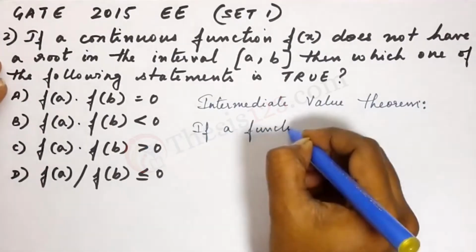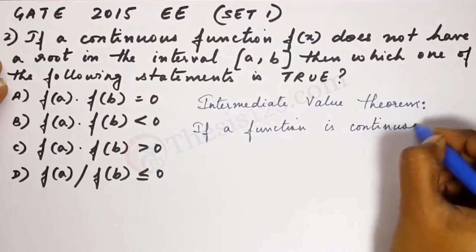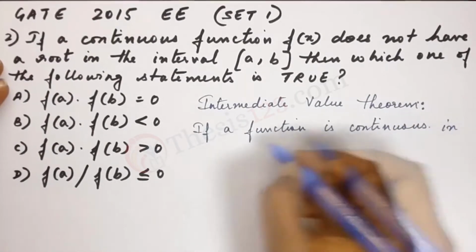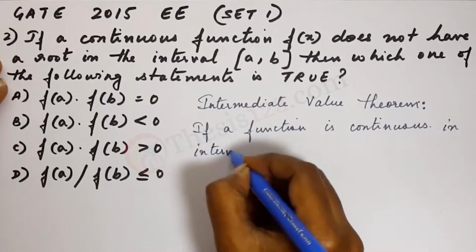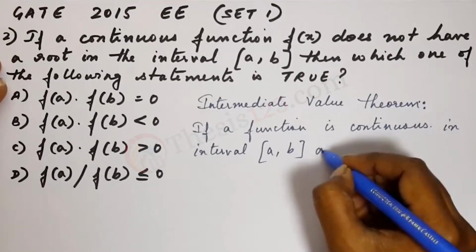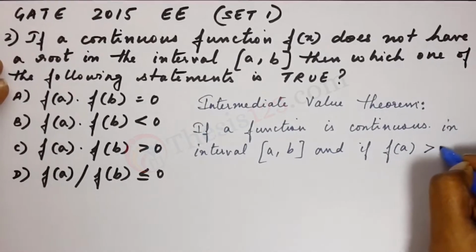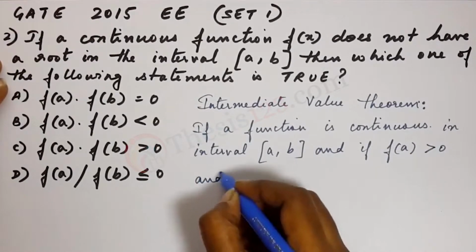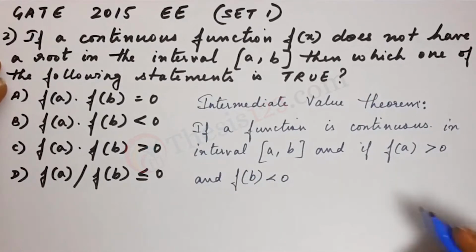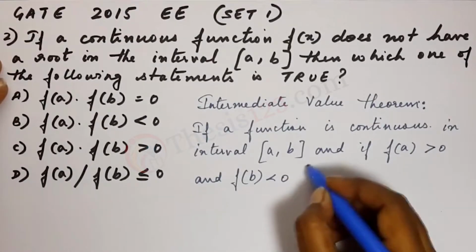in a certain interval, in interval a comma b, and if f of a is greater than 0 and f of b is lesser than 0, or vice versa. We can also say that f of a is less than 0 and f of b is greater than 0.